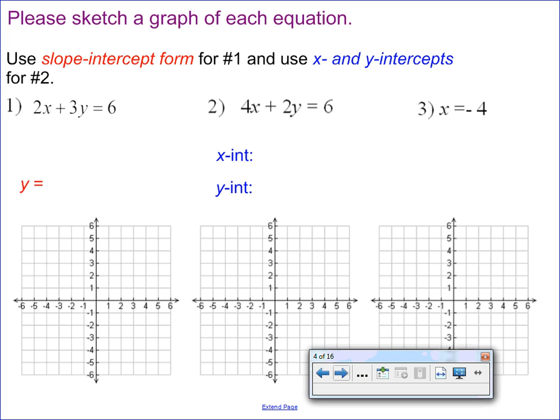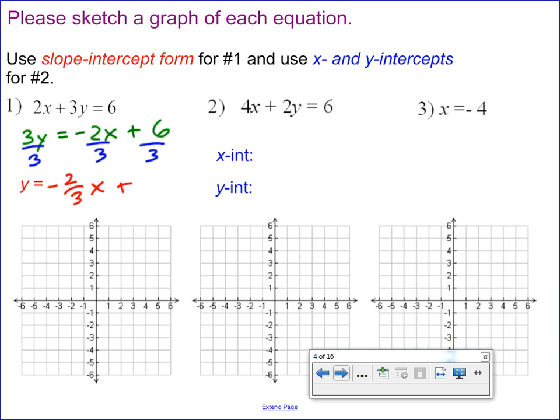2x plus 3y equals 6. If I wanted to rearrange this, I could subtract 2x from both sides. Whoops. Negative 2x plus 6. And then divide everything by 3. So we'll divide everything by 3 to get slope-intercept form. It looks like negative 2/3 x plus 2. Let's tell the class the y-intercept. So y-intercept b, when I call on you.